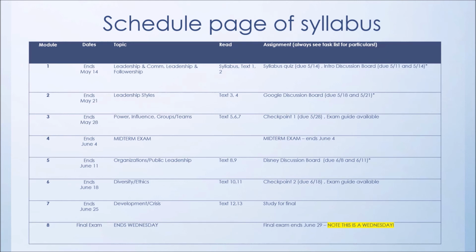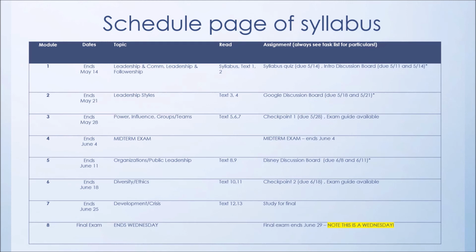Then you'll see in the last column, it says assignment, and it says always see task list for particulars. Inside each module, there's something called a task list, which gives you detailed instructions for how to complete that week's assignment. So you'll want to open up that task list to see how to do the assignment. But this is just a brief summary of what's due and when it's due.